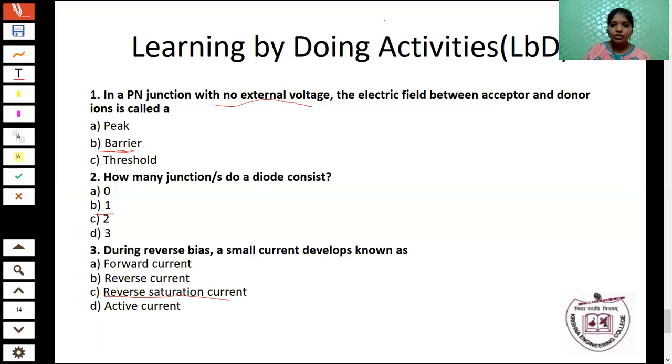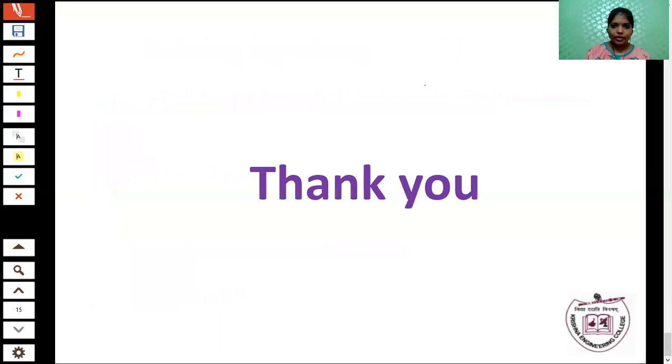Okay. So I hope you have understood all that, the working of the PN junction diode. In the next video, we will see about the ideal and practical characteristics of the PN junction diode.